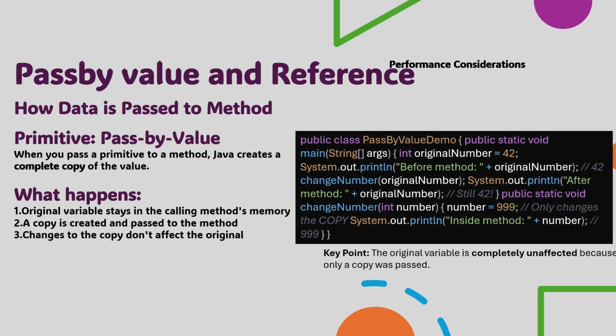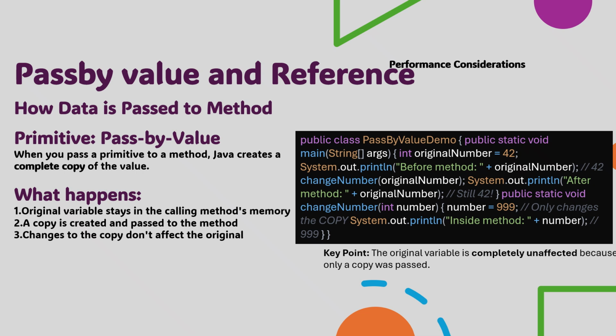Now, this is the most important one. We have pass by value and pass by reference. Let's take a look at how primitives are handled. When you pass a primitive to a method, Java creates a complete copy of the value. When we say method here, we are talking about functions. Any function under a class is called a method.